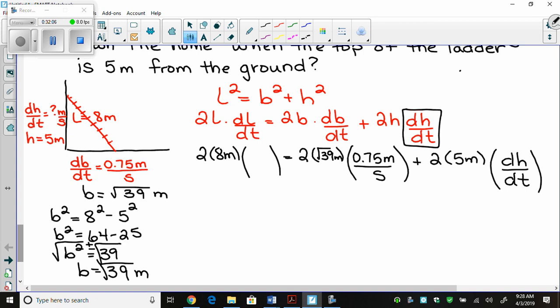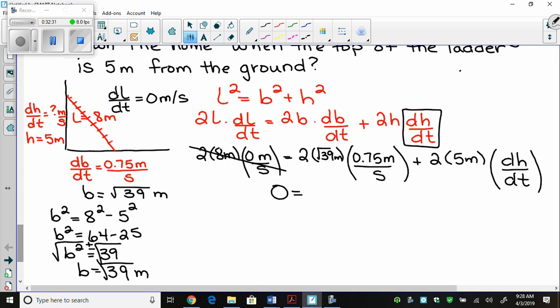So this is the one that everyone sits and they're like, I can't answer this. I do not know all the information. They need to give me more. But in reality, dl over dt is just 0 meters per second because the ladder's length is not changing over time. It's a segment ladder. So this whole thing cancels.